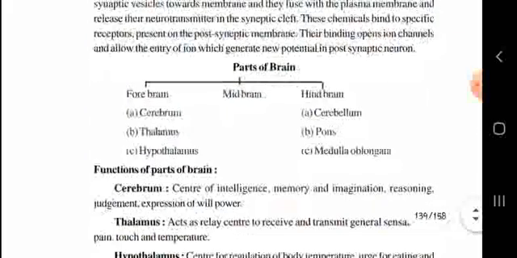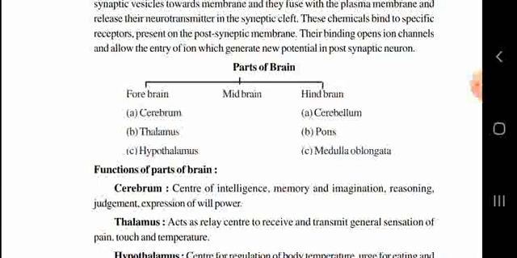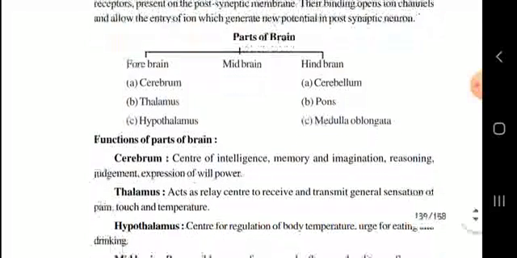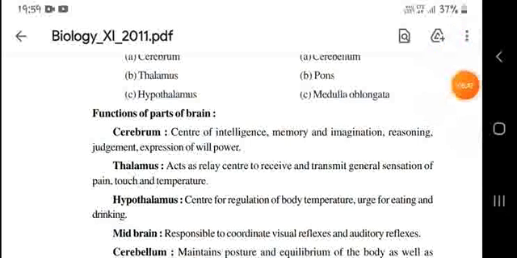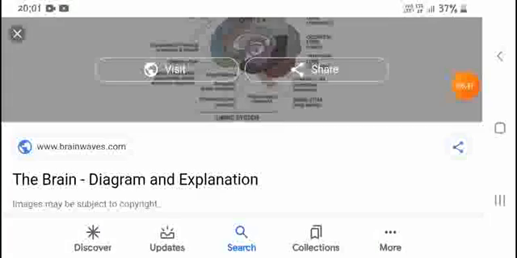Next, parts of the brain, as you know: forebrain, midbrain and hindbrain. This was all learned in your lower classes. In the forebrain you can see the cerebrum, thalamus and hypothalamus, and in the hindbrain you can see the cerebellum, pons and medulla oblongata. First let us see about the brain. Here you can see the brain diagram. Wait, I will keep it like this.